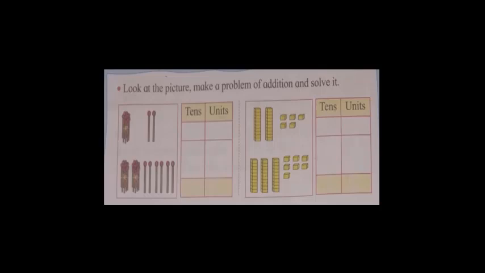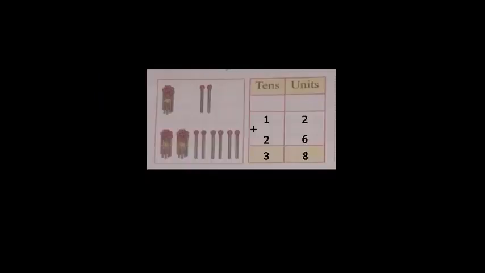Look at the picture, make a problem of addition and solve it. One bundle of sticks. Next to a bundle of sticks, you can see 2 sticks. So, 12 plus 2 bundles of sticks and 6 sticks. That is 26.